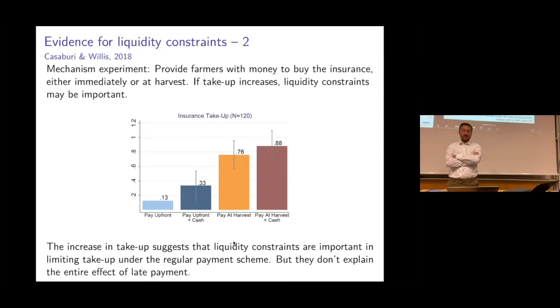But it doesn't completely remove the treatment effect of the late payment, right? The two bars on the left are still lower than the two bars on the right. So liquidity constraints can't be the entire answer, because if that were the case, then you would find that the take up, even with the upfront payment, goes to what you get with the delayed payment right away. Any questions about this? Okay, so that suggests that liquidity constraints are part of the story.